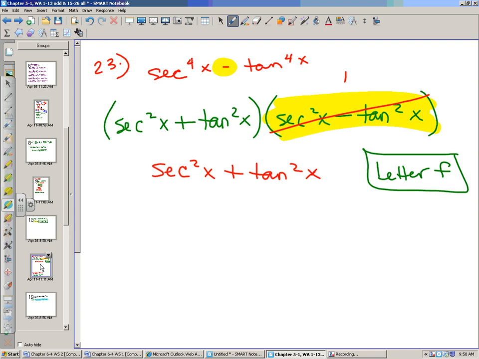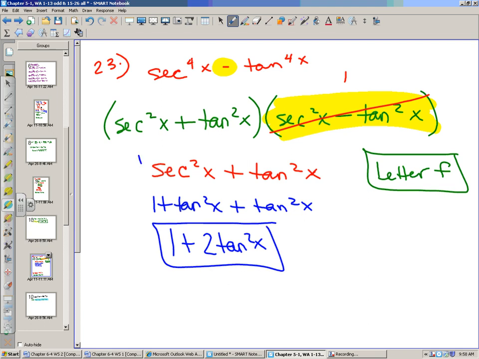Could I simplify it further down? Because I could say that secant squared is going to be 1 plus tangent squared. Isn't it? Isn't that another form of it? How many tangent squareds do you have up there? I have 2 of them. Do you see that these are all equivalent?